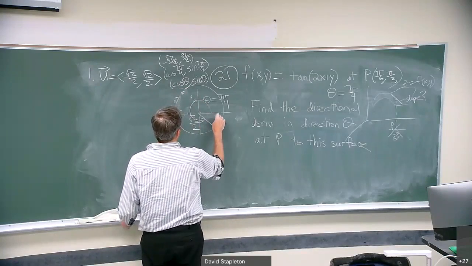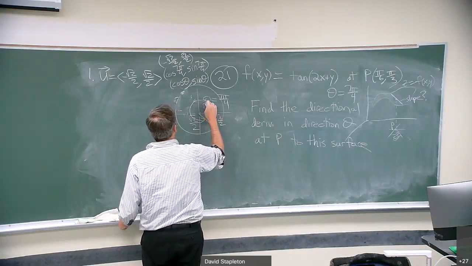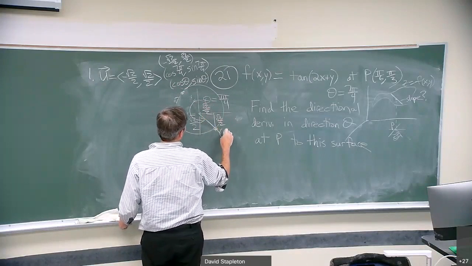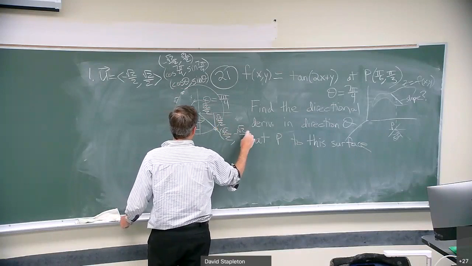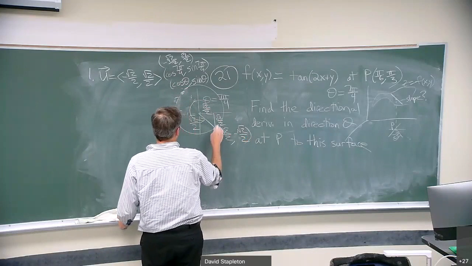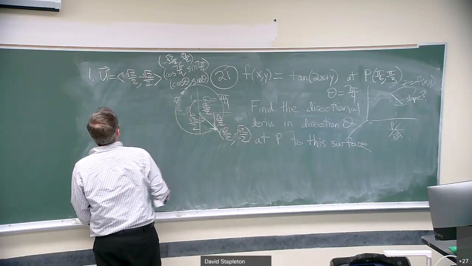And so now I've got these coordinates. Yeah, square root of 2 over 2 and square root of 2 over 2. And the coordinates are square root of 2 over 2, minus square root of 2 over 2, by the unit circle. And that makes those the components of the vector. So the minus is on the wrong one. There we go.